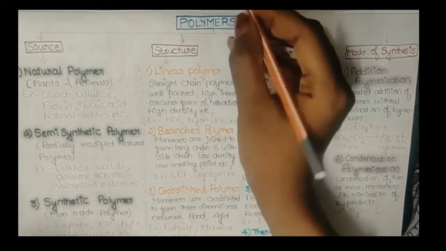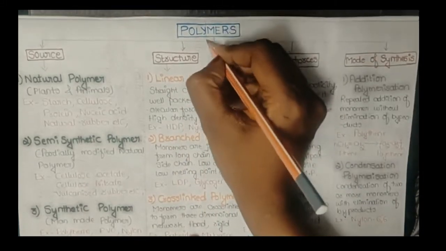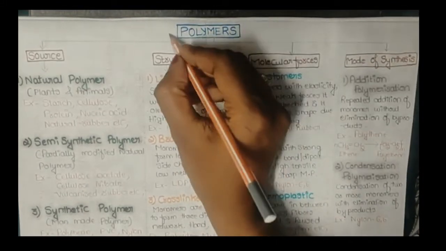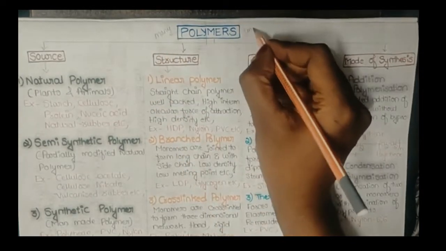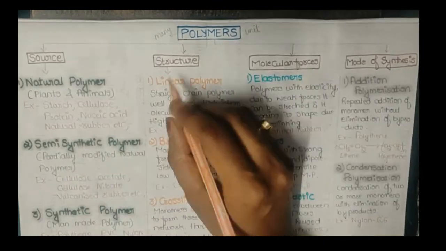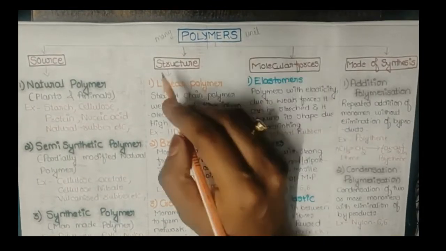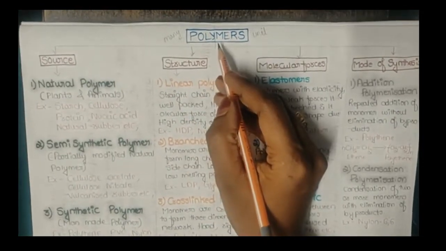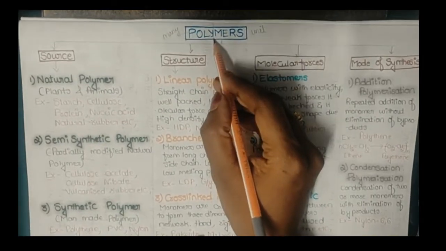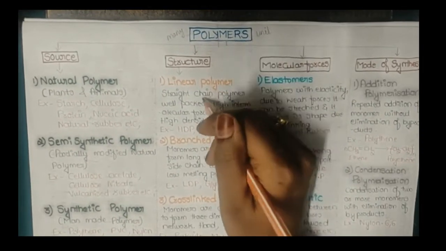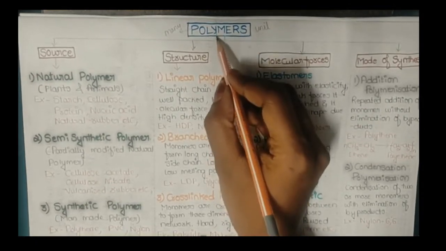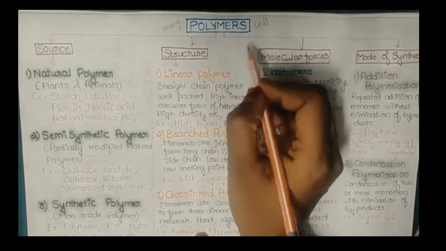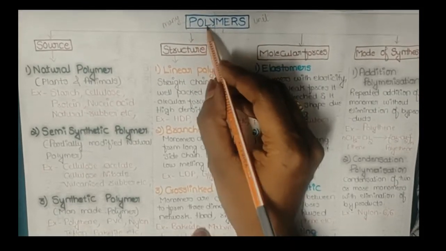So the word polymer can split into two parts, where poly refers to what? Many. Mer refers to unit. So what do you mean by that? There are many units joined together to form a polymer. A polymer can be compared with a pearl necklace, where a pearl bead can be considered as a monomer and the entire pearl necklace can be considered as a polymer.